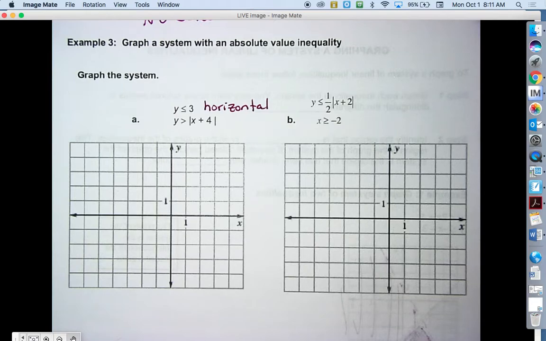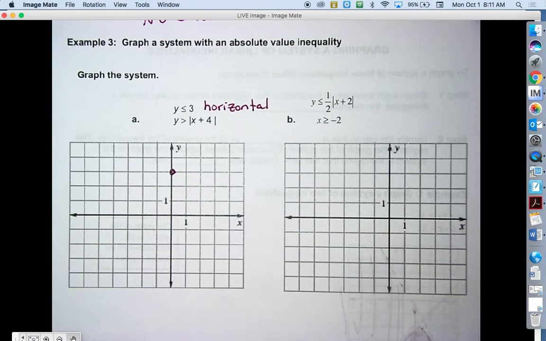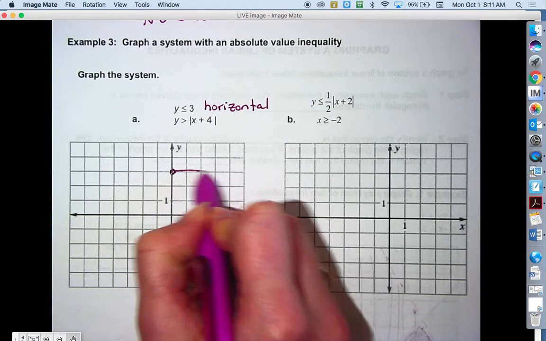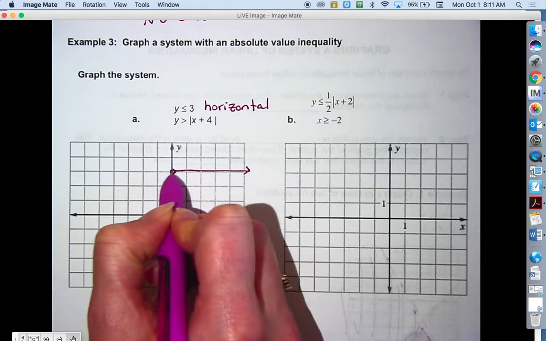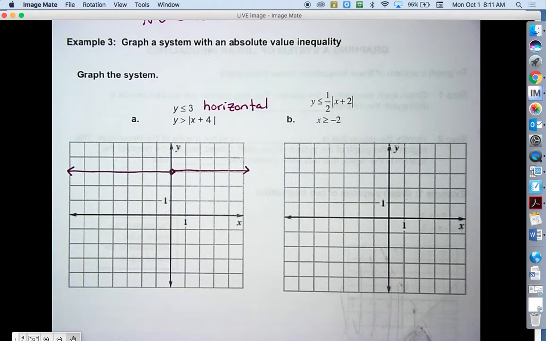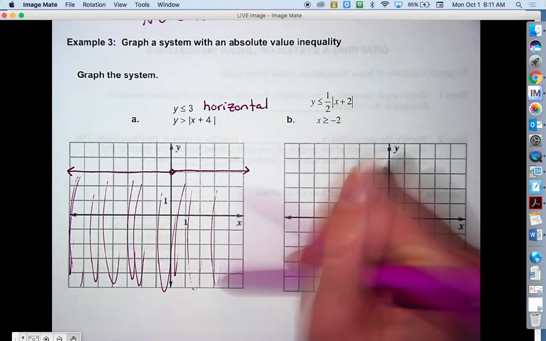There really is no slope. So you're going up to 3, making a horizontal line that is solid because it says less than or equal to. So we have a solid horizontal line. Less than means below. So there's a pretty big space down here that's below the line.